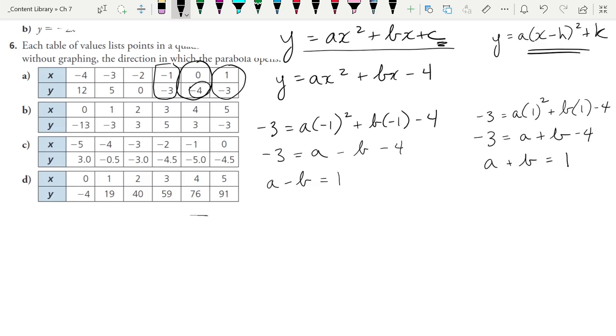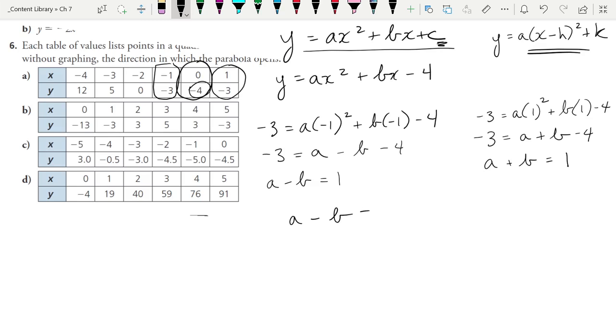So, what do I do with those two equations? What did you learn how to do in grade 10? Do you remember something that your grade 10 teacher would have called a system of equations? Also known as two equations and two unknowns. I can take these two equations and I can just add them together.